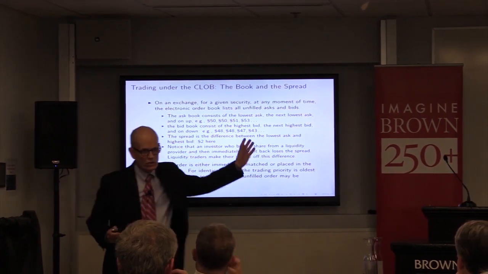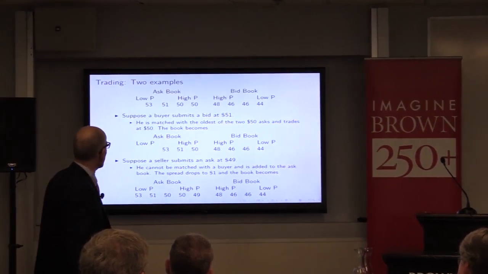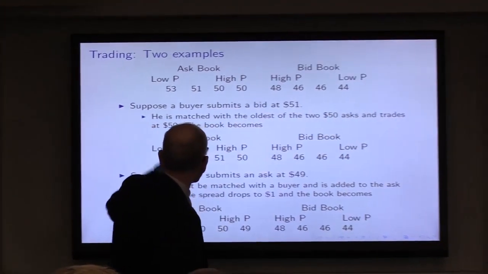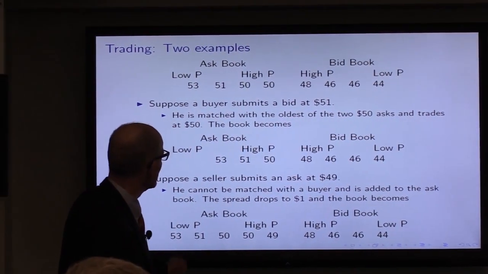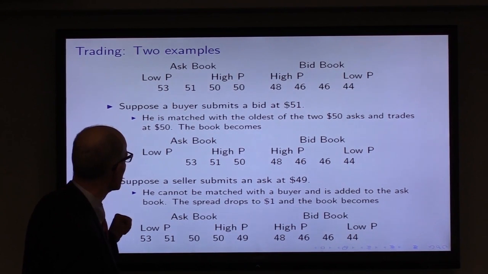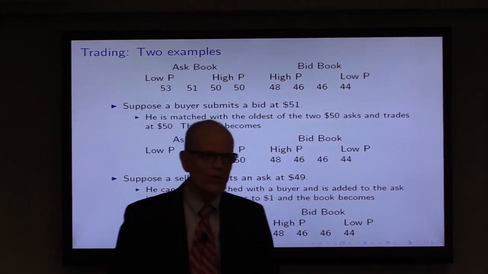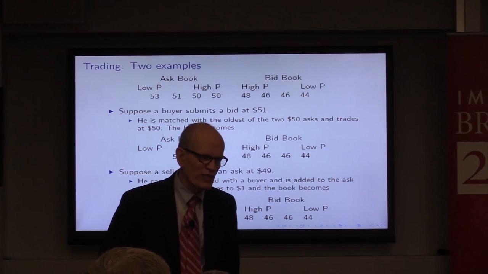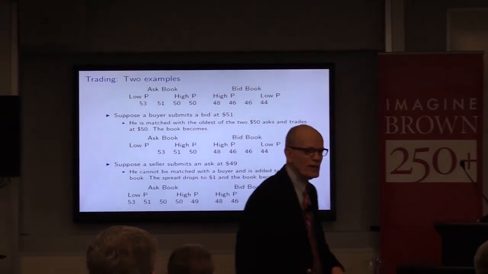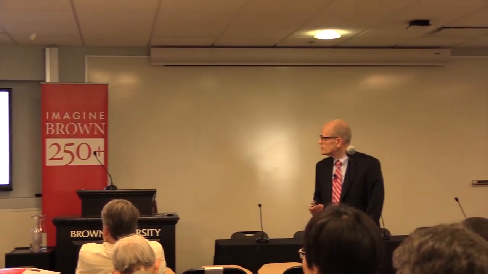For identical orders, there's just a time priority. Here's two examples. I'll only do one. So here's the ask book. Here's the bid book. A buyer submits a bid at $51. So you're saying, I want to buy at $51. Well, somebody's asking $50. I'm willing to pay $51, so immediately I match and I get it for $50. And if it hadn't matched, my $51 would have gone into the book. And that's what the second example does. So the book keeps track of these things. The important thing is, as soon as it comes in, it can get matched right away.